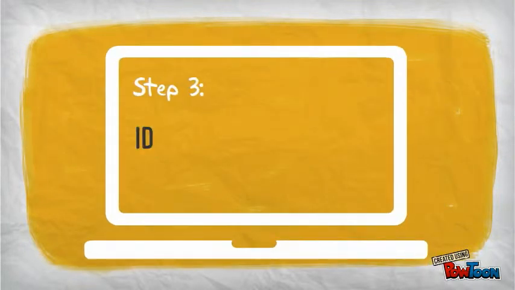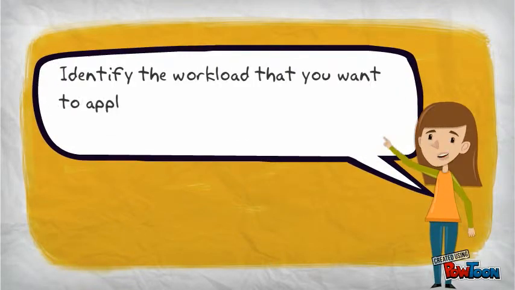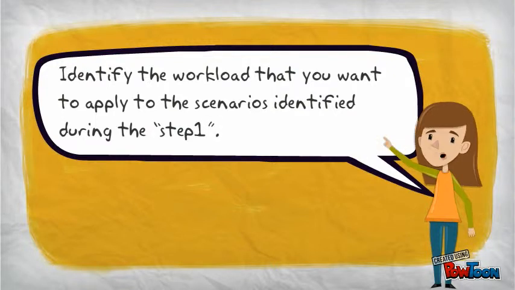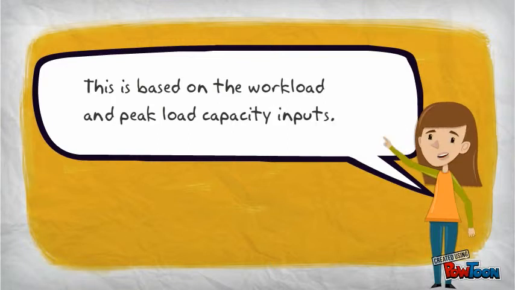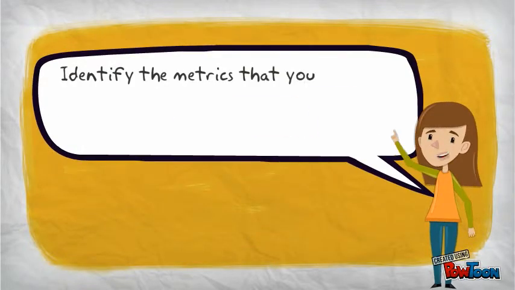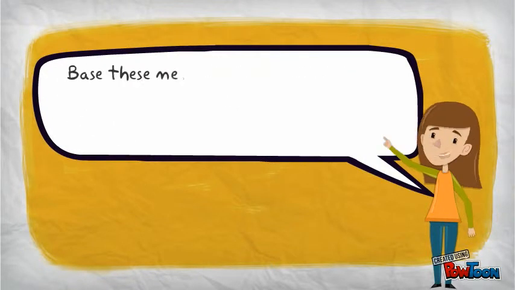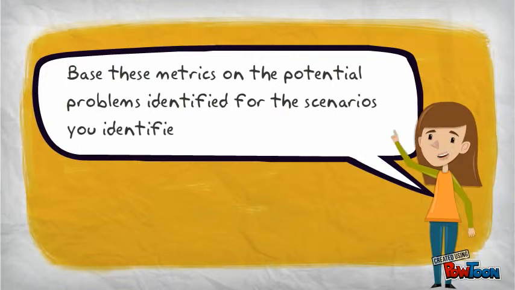Step 3. Identify the workload, meaning identify the workload that you will want to apply to the scenarios identified during the Step 1. This is based on the workload and peak load capacity inputs. Step 4. Identify metrics, meaning identify the metrics that you want to collect about the application's performance. Base these metrics on the potential problems identified for the scenarios you identified during the Step 1.